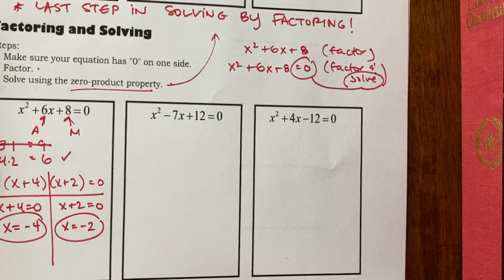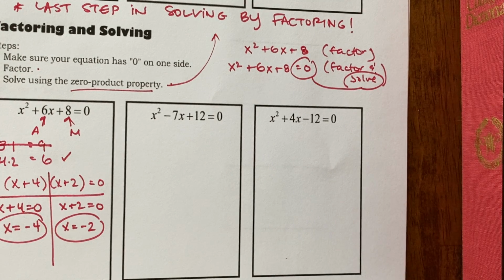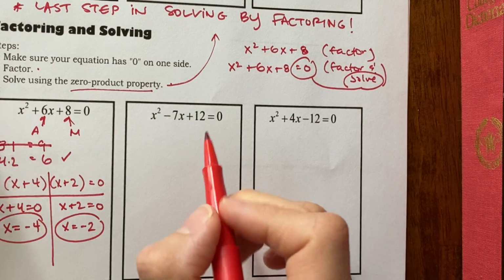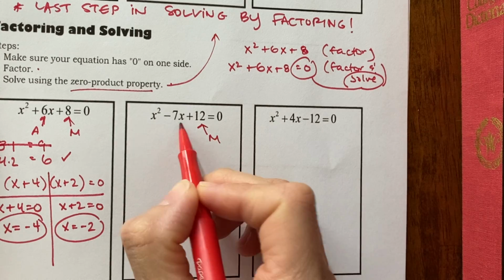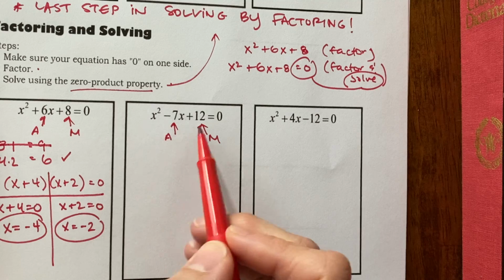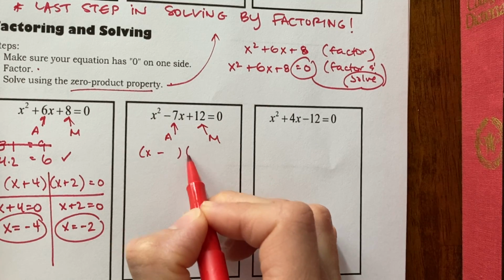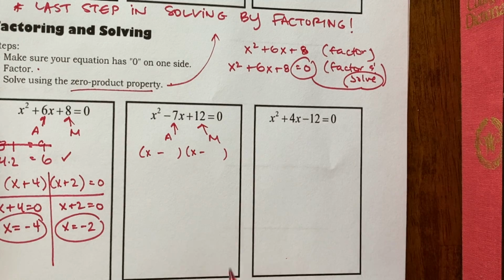All right, x squared minus 7x plus 12. Excuse me. Had to cough there for a second. So multiply to 12, add to -7. Remember, if your B is negative and C is positive, both are going to be negative, okay?